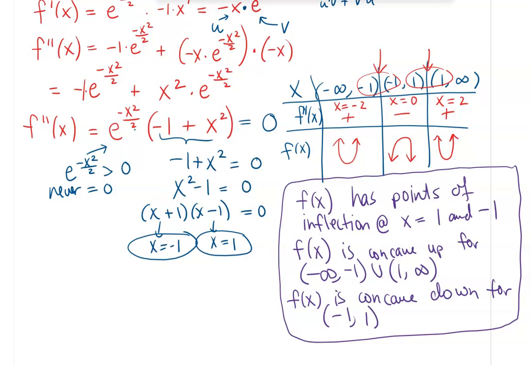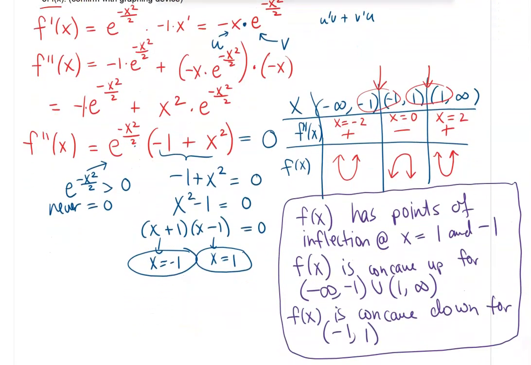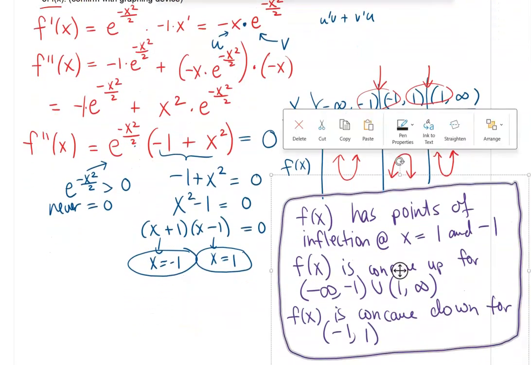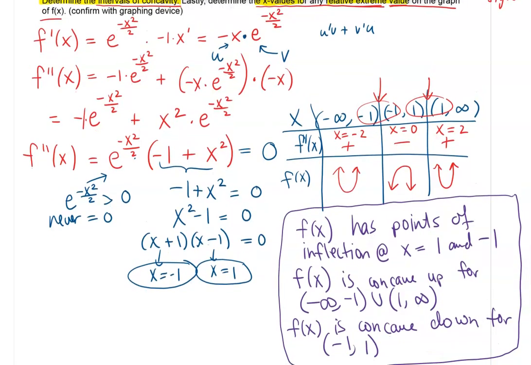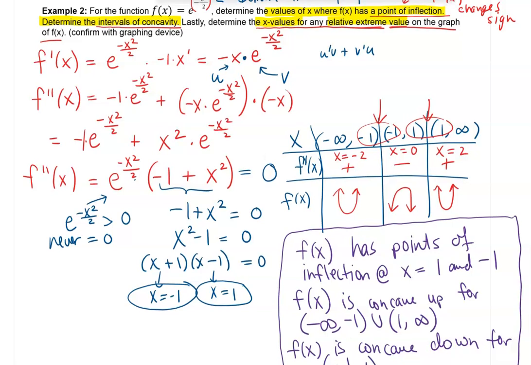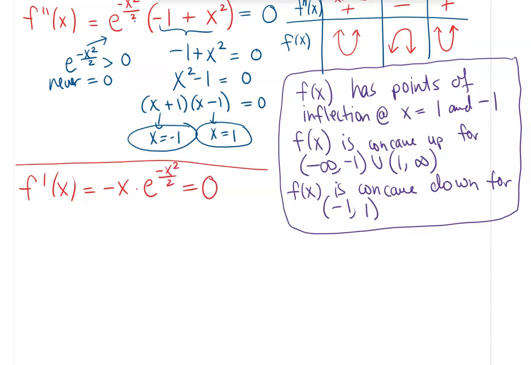The second part of this question is wanting to know about the x values. So we're just going to find the x values for any extreme values on the graph of f. So what I'm going to use in addition to the concavity of f is the zeros of the first derivative. So this here was our first derivative. And so what I need to do is go back to that. Maybe I'll use red down here again. So my first derivative was -x times e to the -x squared over 2. I need to figure out where that is 0.